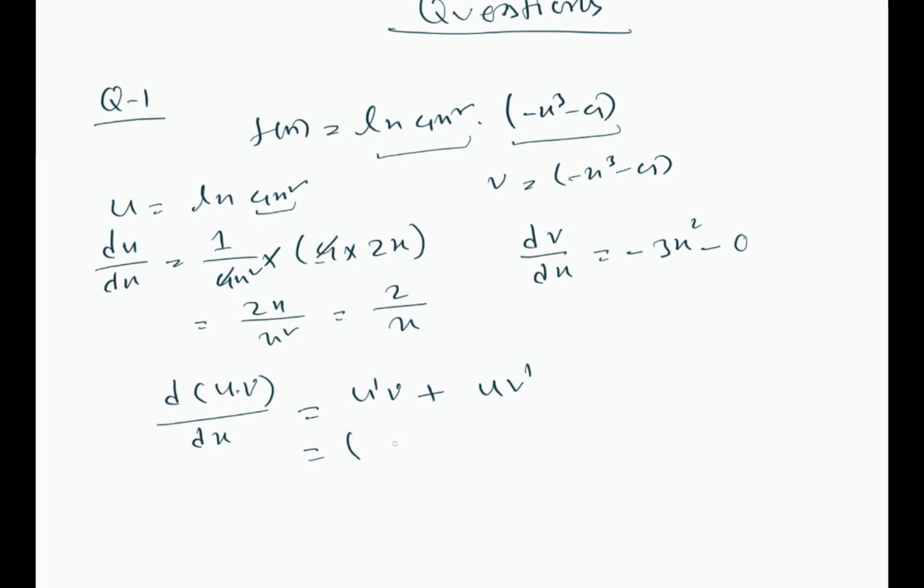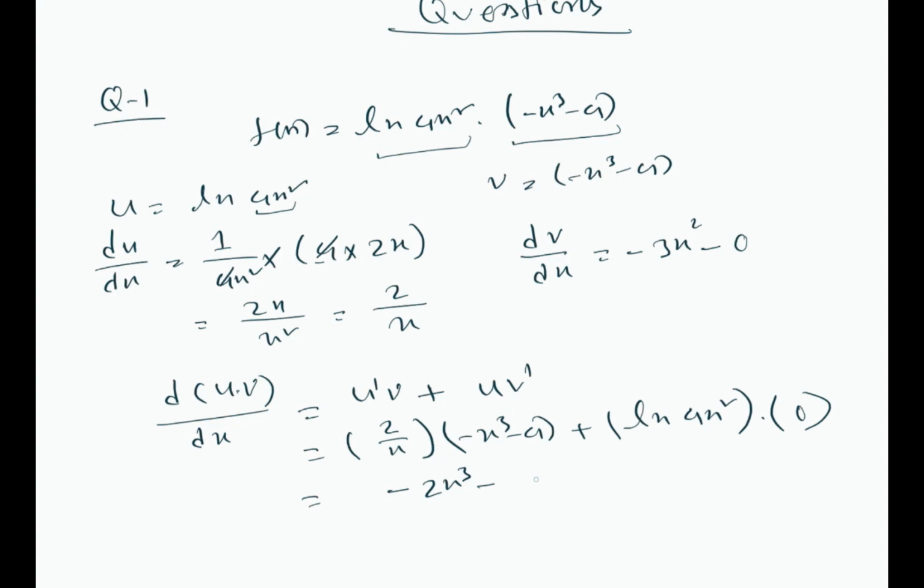So what is u prime? u prime is 2 over x. And then b is minus x cubed minus 4, plus u, which is ln of 4x squared, and then we have b prime. So we can write minus 2x cubed minus 4 times 2 is 8, divided by x. So this is our final answer for this question.